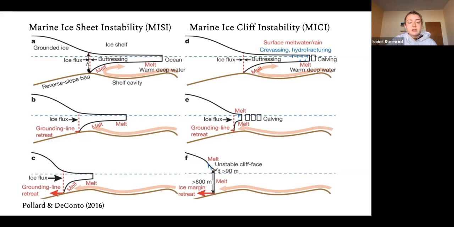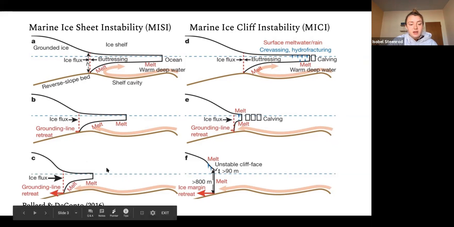So as this grounding line migrates back as the ice shelf melts, it creates more area for melt of the ice shelf. And it's a feedback cycle. As the ice shelf melts, it reduces the buttressing effect, which pushes the grounding line back, which increases melt, which reduces the buttressing effect until the ice shelf collapses. And that's marine ice sheet instability.